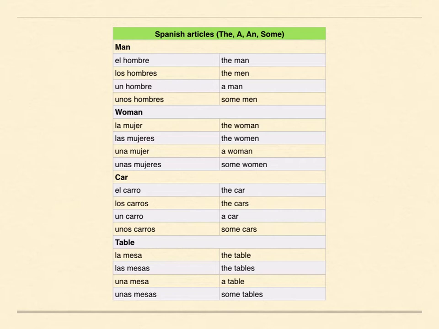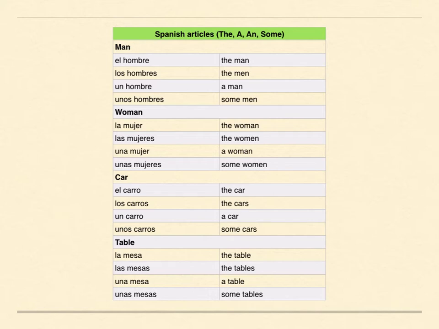Let's take some objects that aren't human, such as car or carro. El carro means the car. Again, carro, singular and masculine. Los carros, the cars. Un carro, a car. And unos carros, some cars.